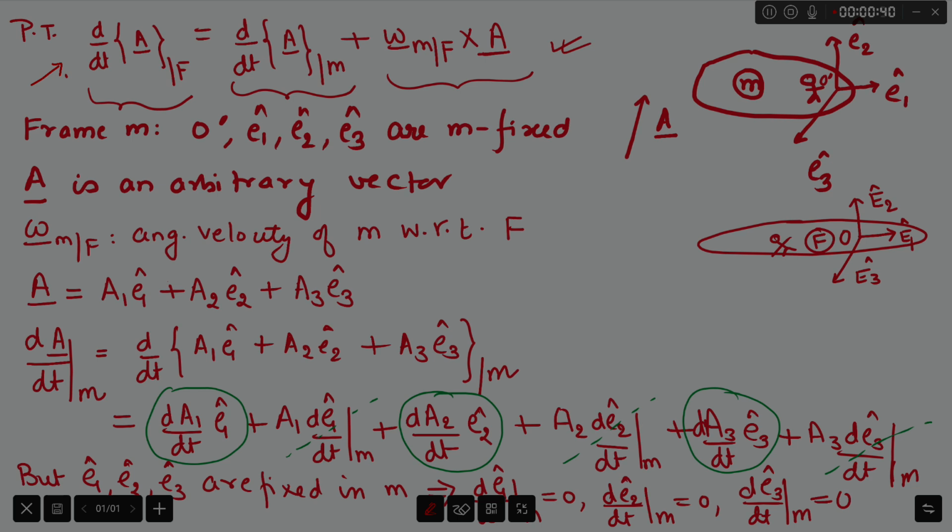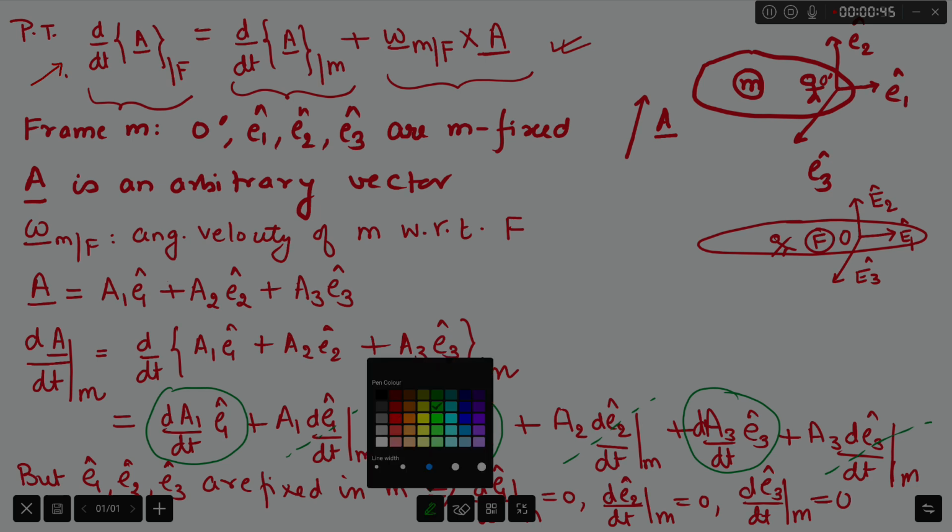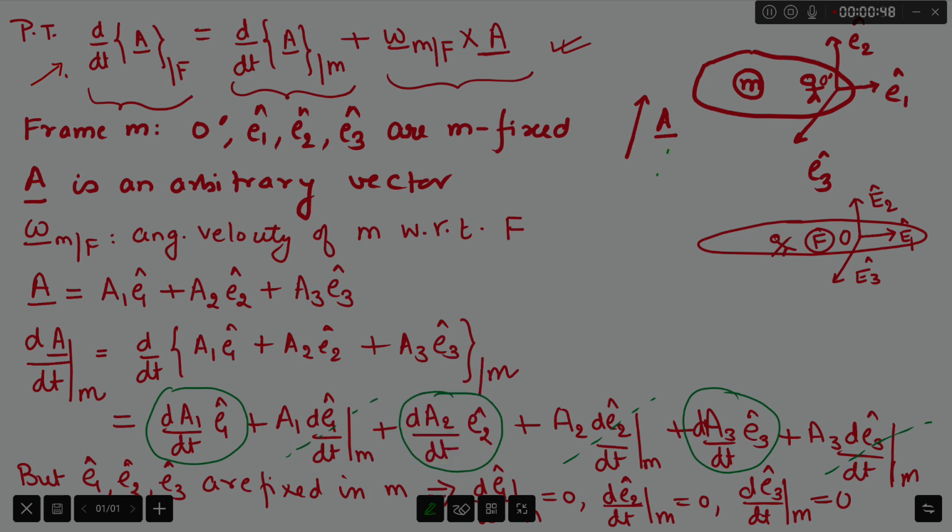This relationship is about a vector A shown here, which is being observed simultaneously by two different observers or two different reference frames. One is the reference frame F and the other is the reference frame M. The observers who are tied to these reference frames are simultaneously observing this vector, same vector A.